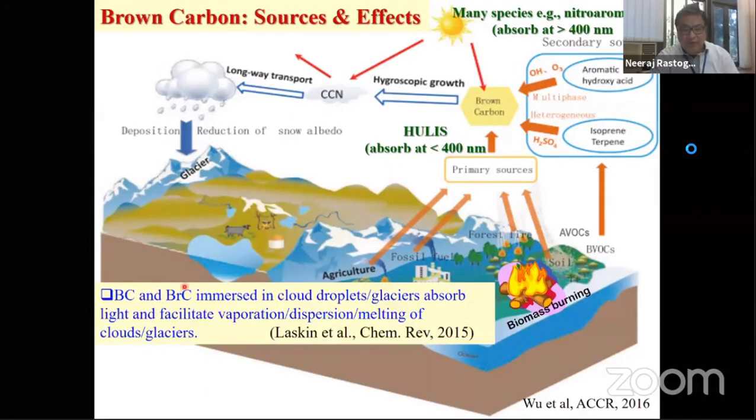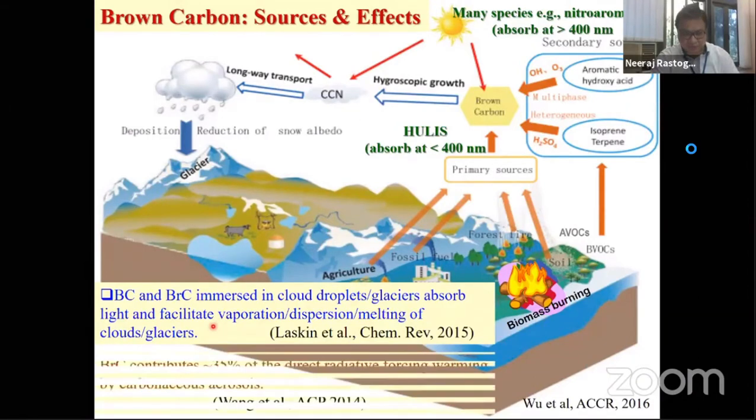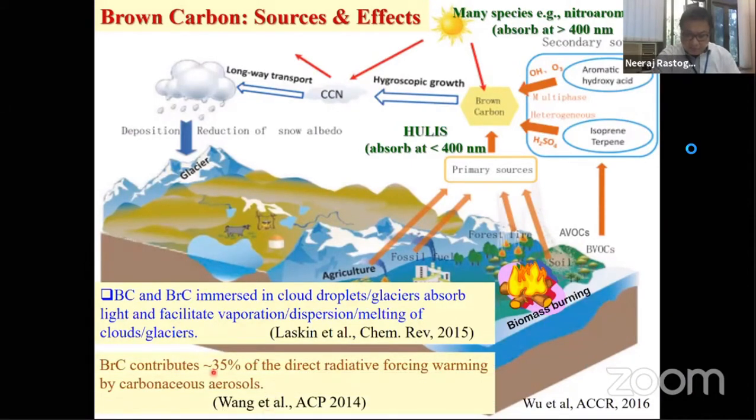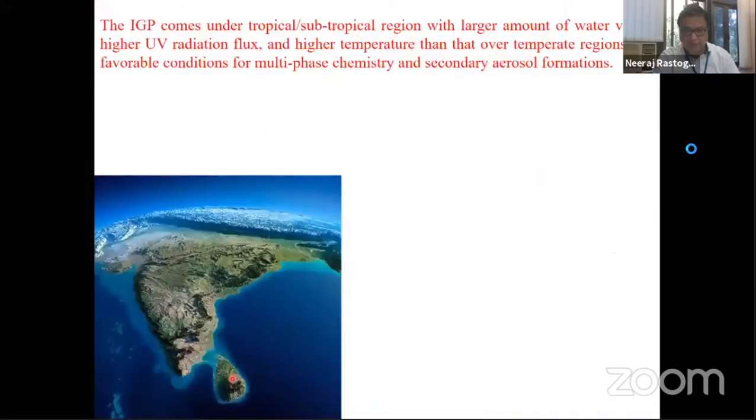So what is the effect? BC and BrC immersed in cloud droplets or glaciers absorb light and facilitate evaporation, dispersion or melting of clouds or glaciers. Further, on average, BrC contributes about 35% of the direct radiative warming by global carbon-based aerosol.